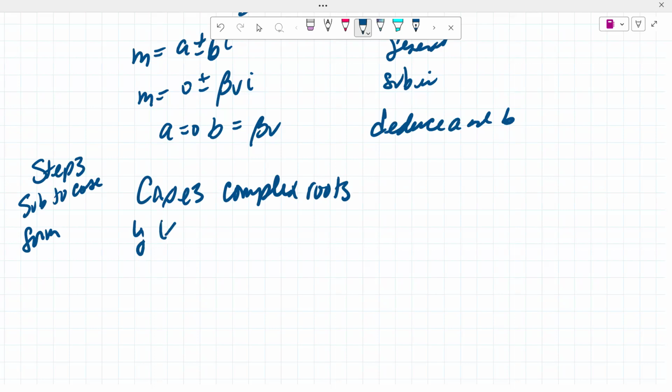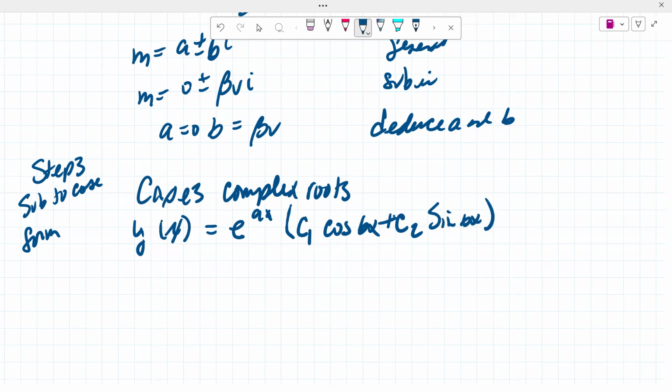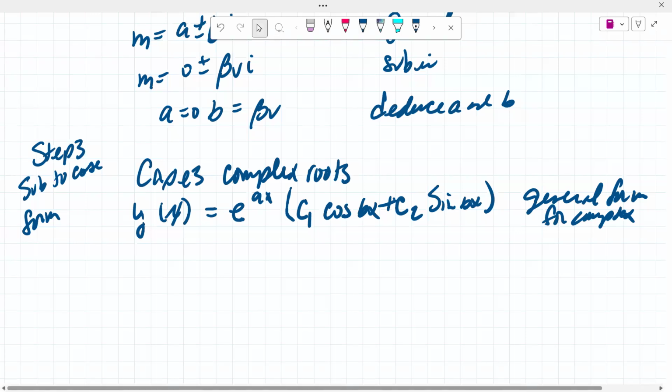Y of x equals e to the ax times c1 cosine bx plus c2 sine bx. This is the general form, the complex roots. Now we're going to sub in A and B.